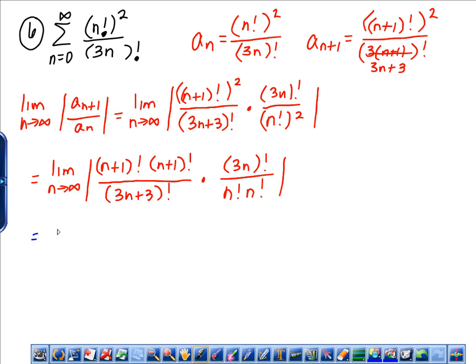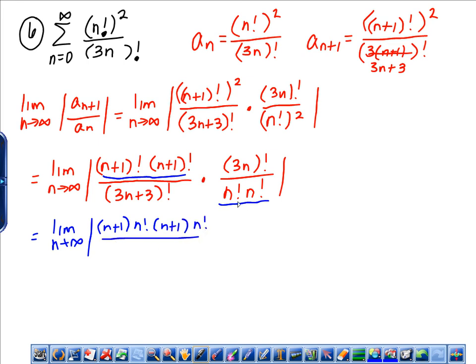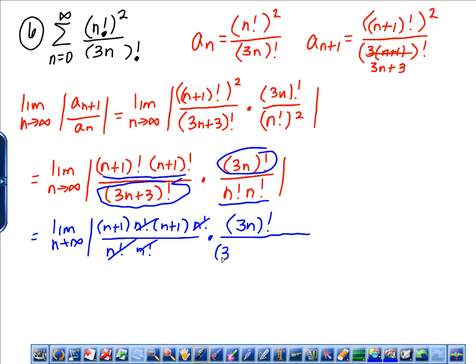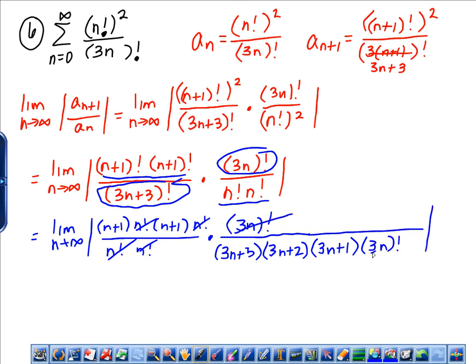All right, so let's think about this. This is equal to the limit as n approaches infinity of, we're going to simplify this with this. So this is going to become n plus 1 times n factorial, and then same thing with this one, n plus 1 times n factorial over n factorial, so I can see some cancellation. Now I have all of this to simplify with this. The 3n factorial is not what I need to change. I'm going to leave that as 3n factorial. It's this. I have 3n plus 3, and I have to decrease by 1, so then that becomes 3n plus 2. Decrease by 1, that becomes 3n plus 1. Decrease by 1, and that becomes 3n factorial. And I can stop there because now I can cancel out here and here.